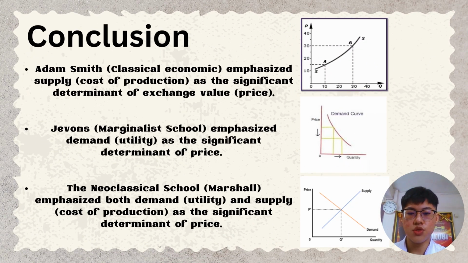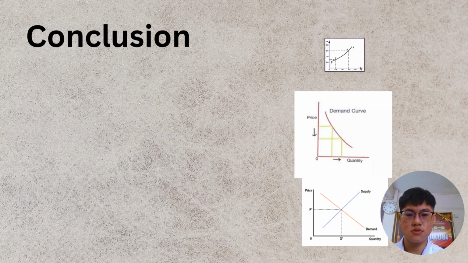In conclusion, Adam Smith emphasized supply as a significant determinant of exchange value, and Jevons emphasized demand as the significant determinant of price. The neoclassical school emphasized both demand and supply as significant determinants of price.